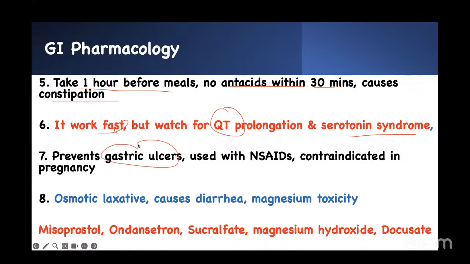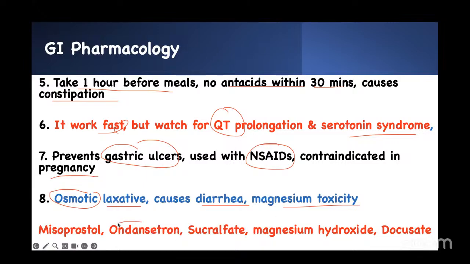It's used to prevent gastric ulcers. It's used when you take NSAIDs, and you should stop it when you're pregnant. It's an osmotic laxative. It causes diarrhea and it causes magnesium toxicity. What do you think? Which medication are we talking about? This is the way to look at it. Is it misoprostol, ondansetron, sucralfate, magnesium hydroxide, or docusate? What do you think?